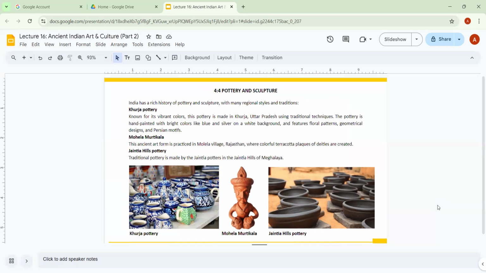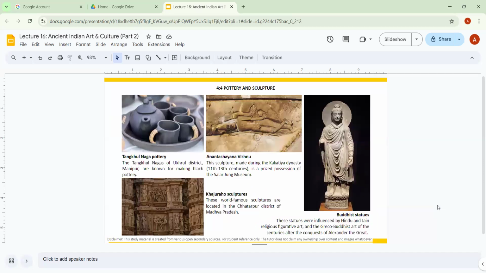India has a rich history of pottery and sculpture with many regional styles and traditions. A few styles among them are Khurja pottery, known for its vibrant colors, the Molela Murti Kala, which is practiced in the Molela village, Rajasthan, and the Jaintia hill pottery, which is made by the Jaintia potters in the hills of Meghalaya. Tangkhul Naga pottery, Ananta Shayana Vishnu, Khajuraho sculptures, and Buddhist statues are very well known examples of sculptures and pottery.